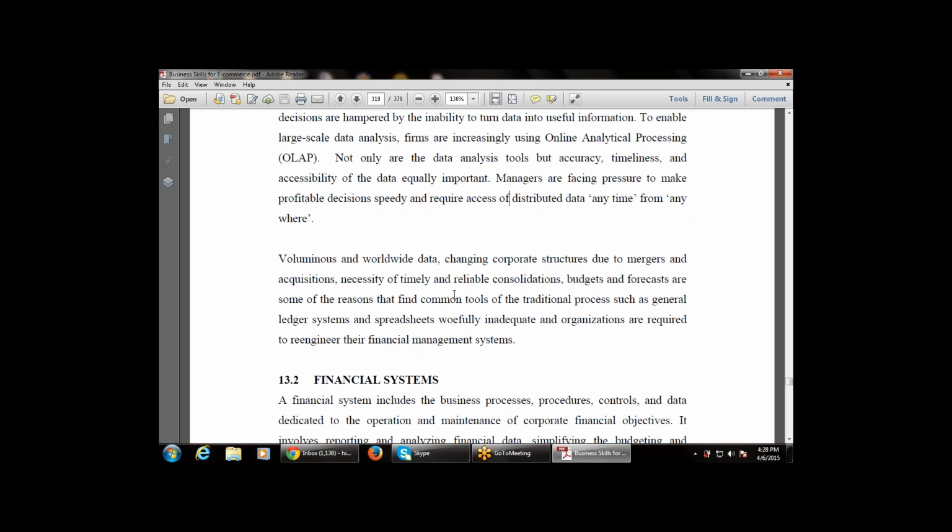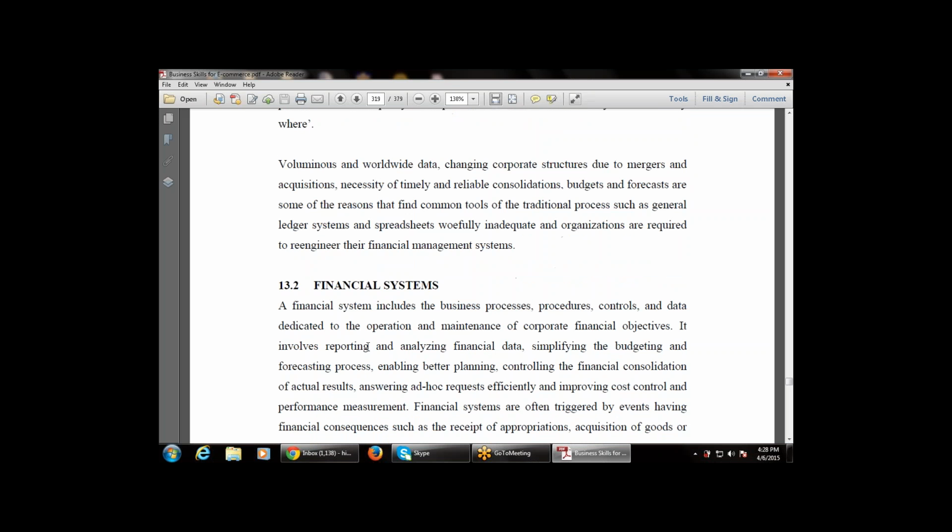That means what procedures are followed, what controls are followed, and what data is available for various operations and for the maintenance of the corporate financial objective. Every corporate organization follows this to meet its financial objectives. It involves reporting and analyzing financial data, simplifying the budgeting and forecasting process, enabling better planning, and controlling the financial consolidation of actual results.